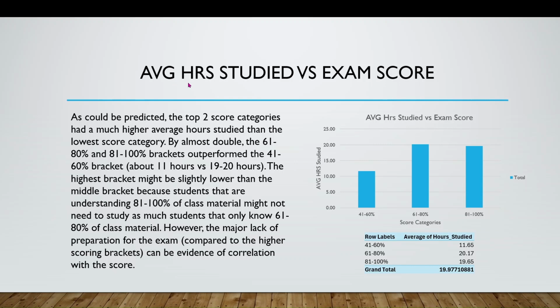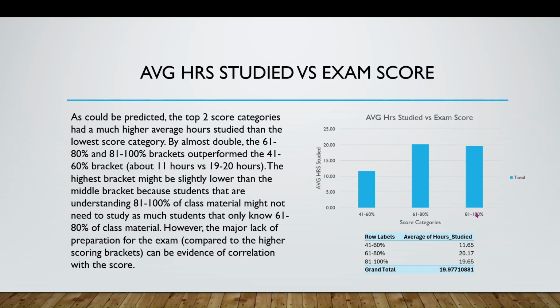Then I put average hours studied against exam score. As could be predicted, the top two score categories had a much higher average hours studied, 20.17 versus 19.65, compared to the 41 to 60% score category with only 11.65 hours studied. By almost double, the 61 to 80 and 81 to 100% brackets outperformed the 41 to 60% with 11 hours versus about 19 to 20 hours.